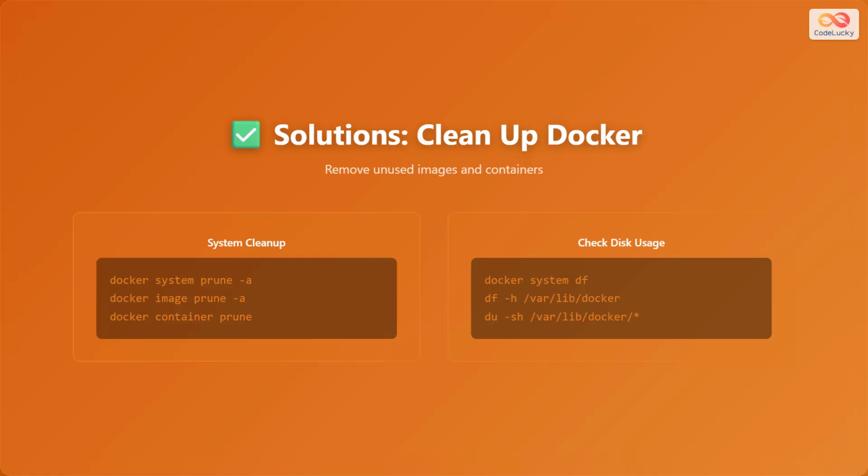To check disk usage, use the command docker system df and df -h /var/lib/docker to see the disk usage of the Docker directory. Additionally, you can use the command du -sh /var/lib/docker/* to display the sizes of the directory contents.